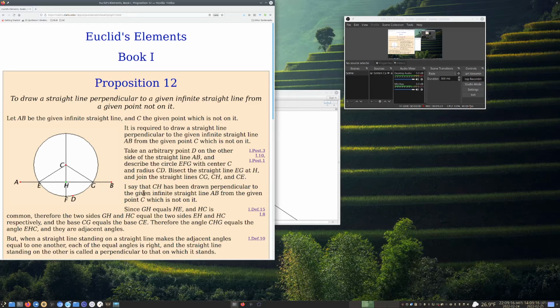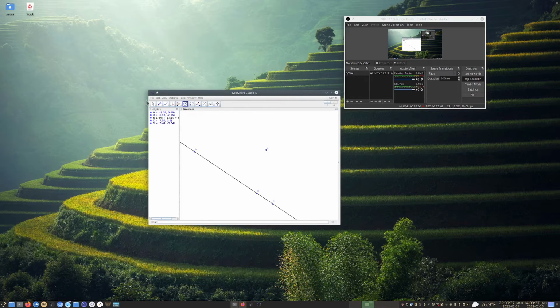So let AB be the given infinite straight line, and let C be the given point which is not on it. It is required to draw a straight line perpendicular to the given line AB. Take an arbitrary point D on the other side of the line, and then describe... Oh, okay. I didn't think of that, but let's try that.